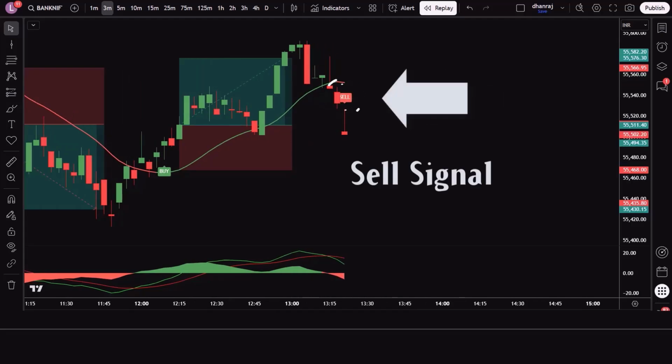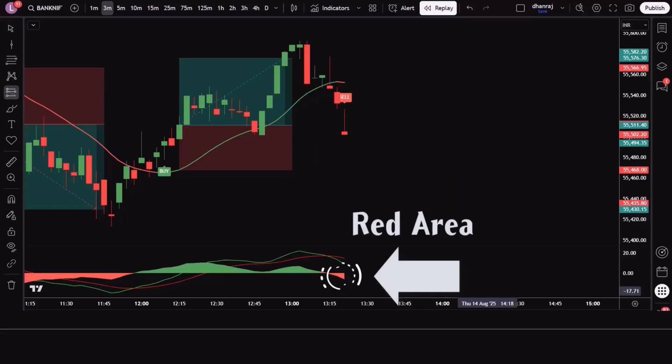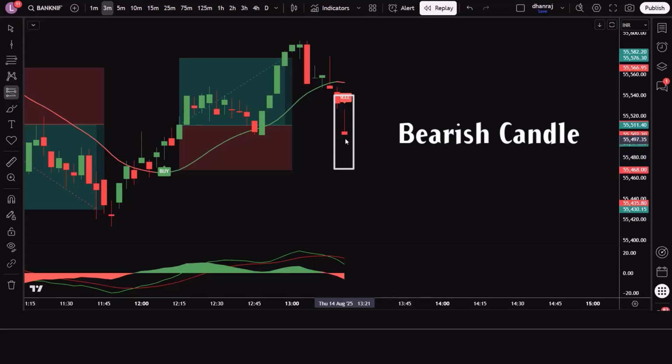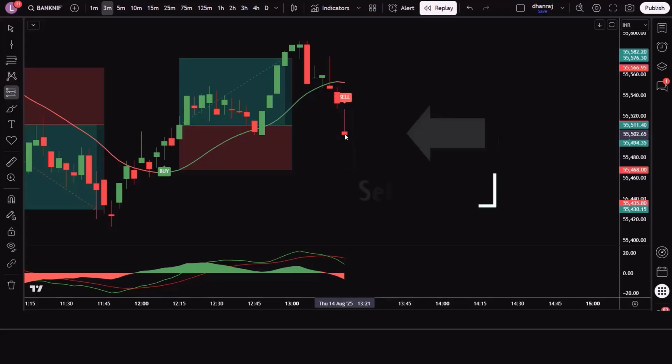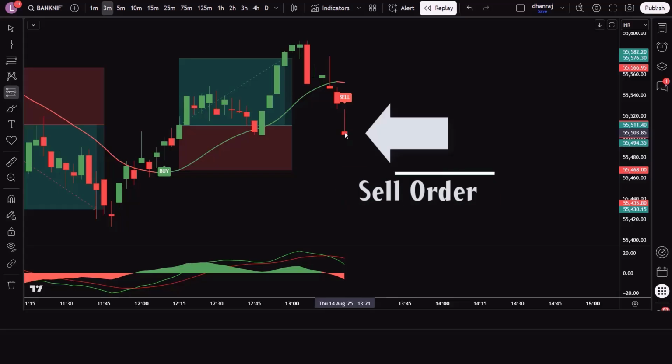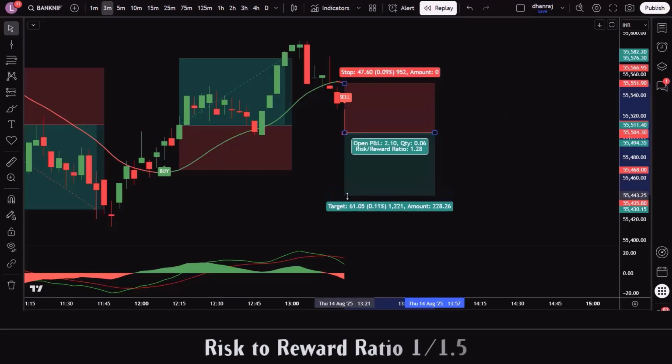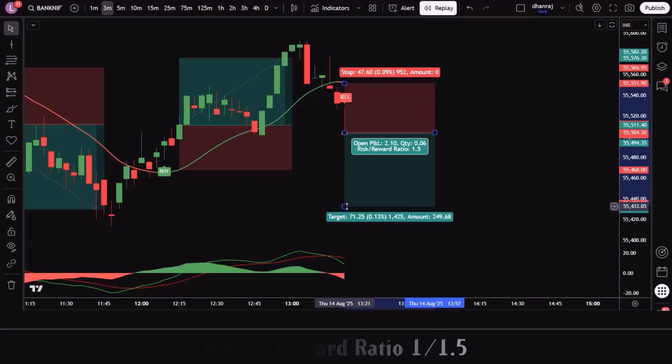Here the kernel switch indicator gives us a sell signal. Here the MACD with BG indicator shows a red area. Here the market has made a bearish candle to give confirmation. So all our conditions are being fulfilled, so we are placing an order to sell. Our stop loss is to be placed at the kernel switch line, and the risk-to-reward ratio will be 1:1.5.